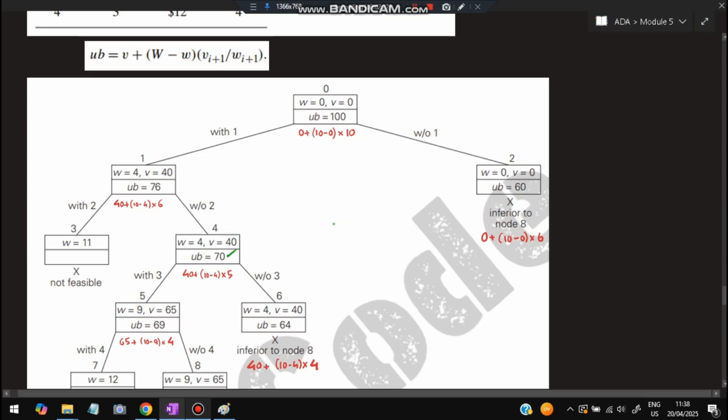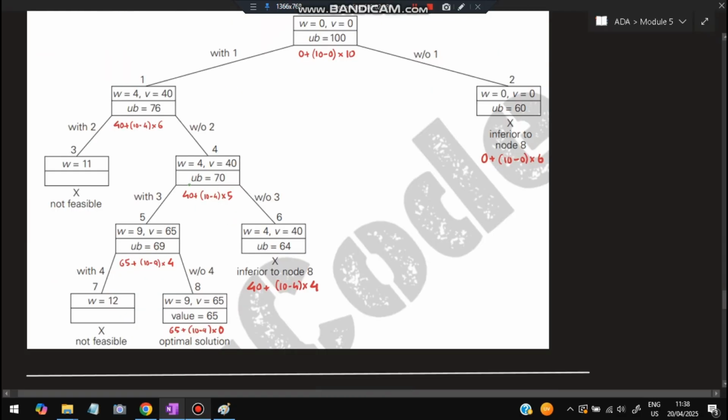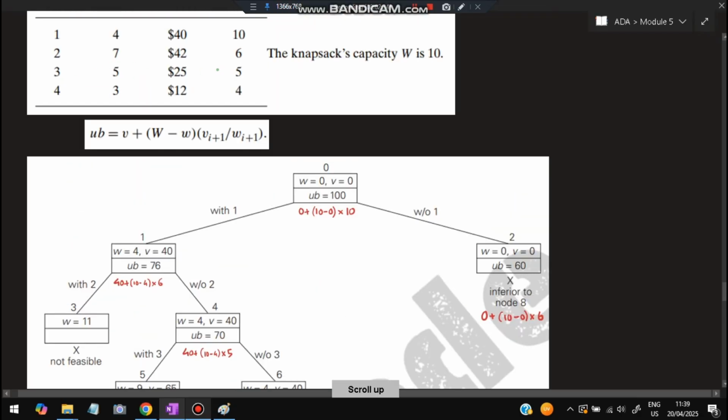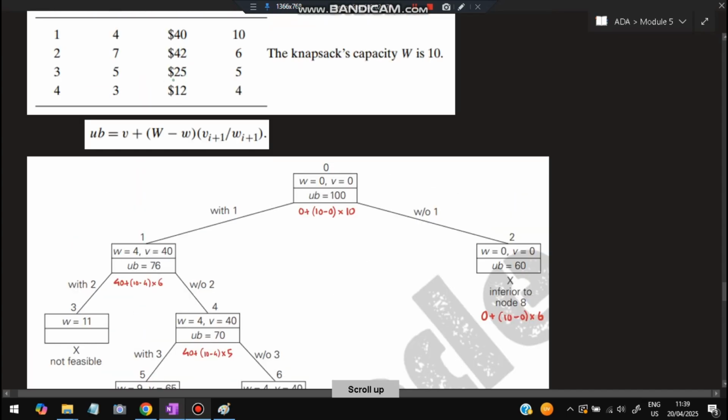Done. Now again, I have 70 here, I have 60 here. I have to expand 70. The higher one I have to expand. Now again, I can consider the third item or not consider the third item. If I consider the third item, what will be the third item's value here? 5 is the weight and 25 is the value. So I have to add 4 with 5. So it will become 9 here. And the value is 40 plus 25, which is 65. Right? The value here is given as 25.